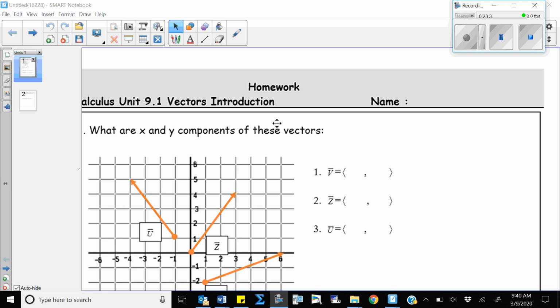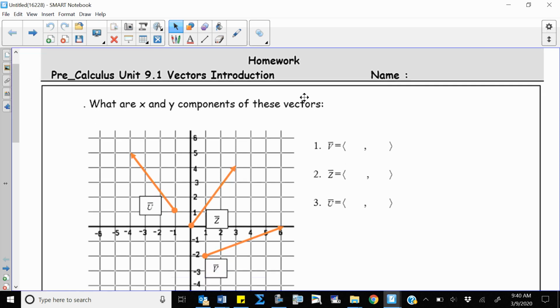Now I'm going to explain to you how to do your homework. The first problem says find x and y components of the vectors that you see here. For example, the first one, because it's starting at the origin, you just go 3 to the right and 4 to the top to find x and y component of this. So it's just 3 and 4. For this one, you have to go 1, 2, 3 to the left. So it's going to be negative 3 and 1, 2, 3, 4 to the top to go to the terminal point. So it's negative 3 and 4.